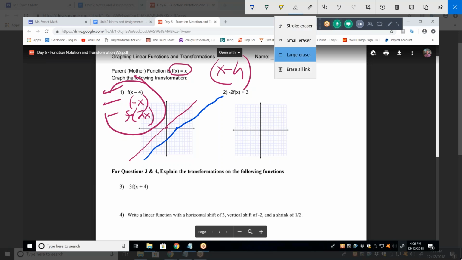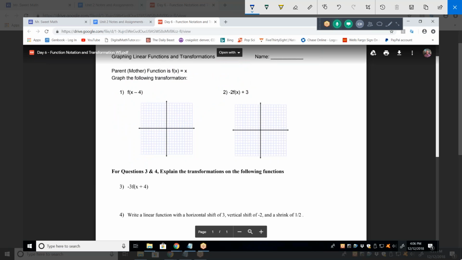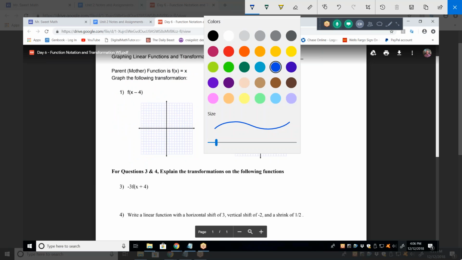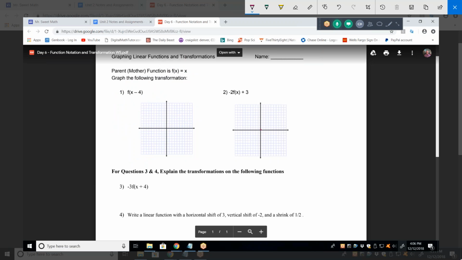Now, let's go to the second one. This has a combination of things, but I'm still going to start out by drawing the parent function. Both of these problems have the same parent function. Notice that the adjustments to this function, or the transformations, are both outside the function. In fact, there are 3 of them.